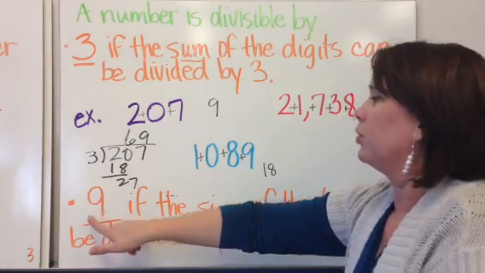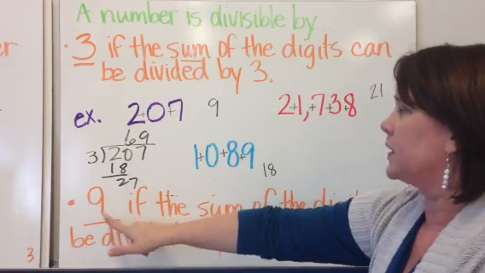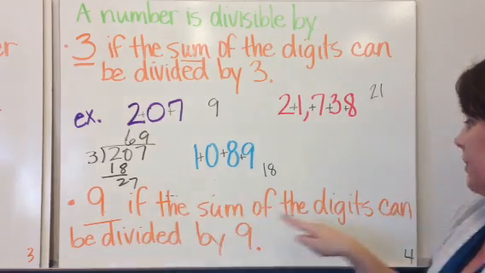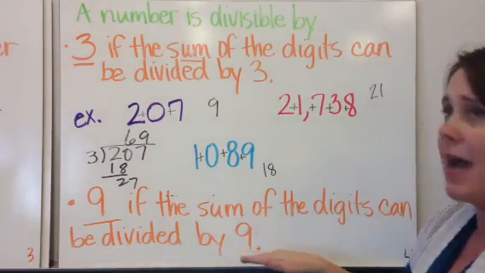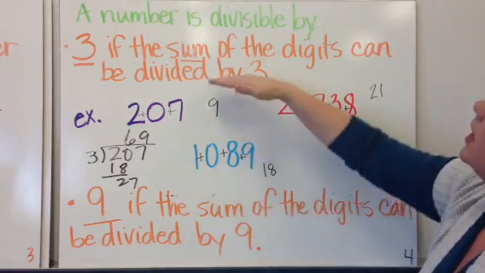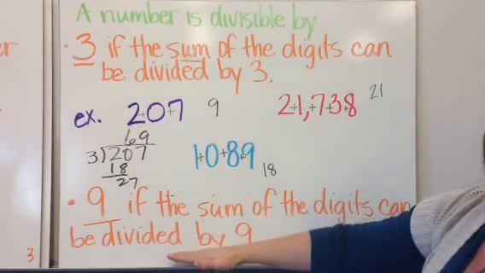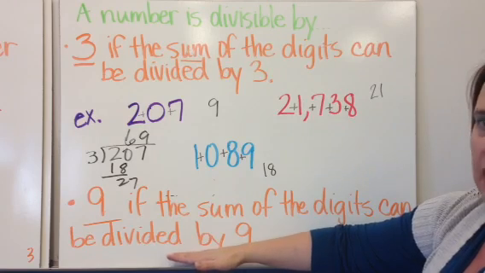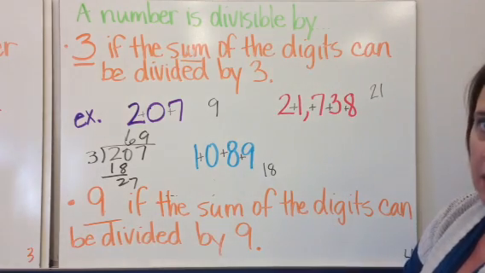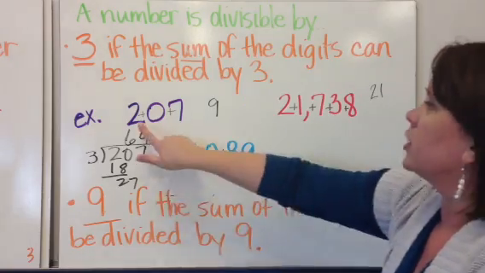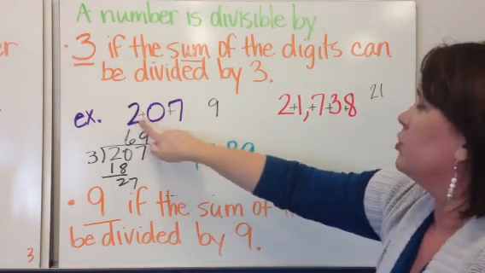The divisibility rule for 9 states that a number is divisible by 9 if the sum of the digits can be divided by 9. So instead of checking whether the sum can be divided by 3, we check to see if the sum of the digits can be divided by 9. And if it can, then that number can be divided by 9. So let's go back up to our examples here.